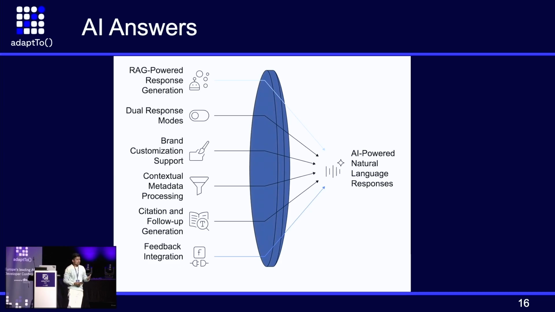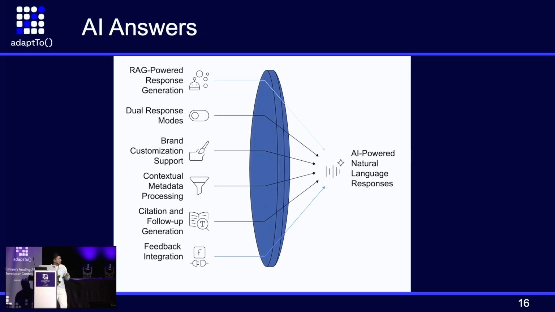It is highly customizable. Brands could customize the prompts and ensure that the responses are in line with the brand's guidelines. There's contextual metadata processing via which you could actually get responses tailored to a particular context, which I'll demo in the next slide. It gives you citations, follow-up questions, and there's an option for users to give feedback, which flows back into the system to iteratively improve the responses.